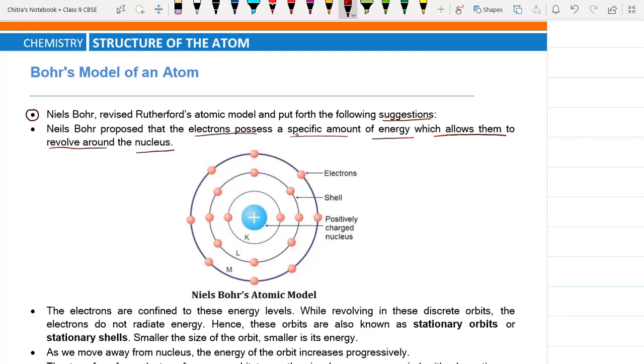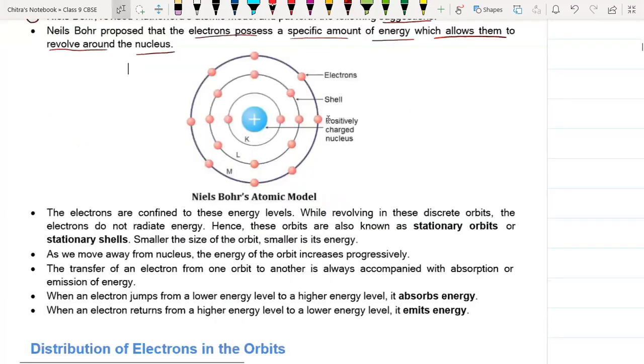That means they do not radiate, they do not gain energy. Suppose if they release some amount of energy, the same amount of energy they will also absorb. So the total energy exchange will be constant. So the net overall is constant.